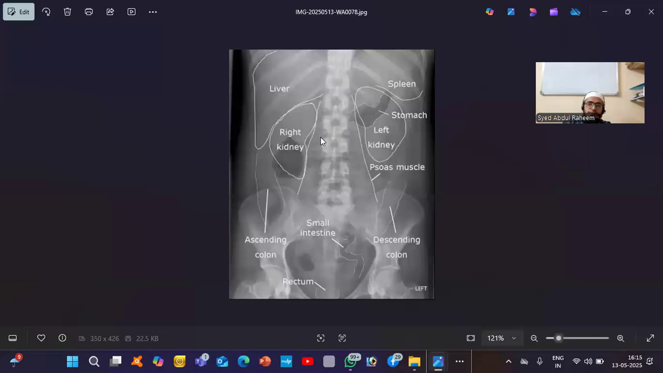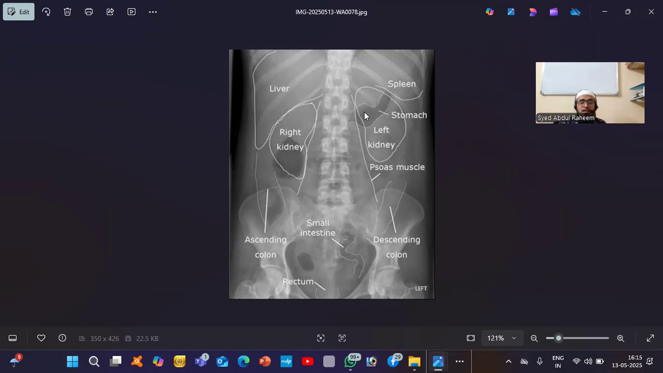Let's start. If it is an abdominal X-ray, whenever you get the film, start with the right side. The right side is the liver. This is the diaphragm, and below the diaphragm we have the liver. Below the liver, you will be able to see the right kidney. Opposite the liver, you have the spleen. Below the spleen, you will get the stomach.